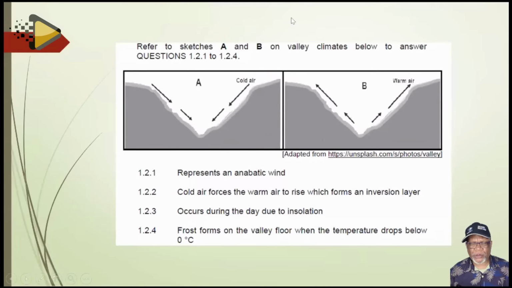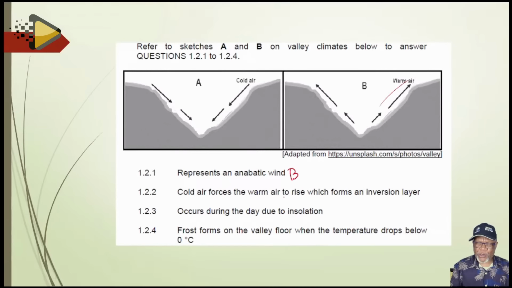Okay, now let's move on. Here's another activity, still in the valley. It says represent an anabatic wind. Which one represents an anabatic wind? Which is B. This is your anabatic wind. The upslope movement, when the air moves upslope like that, is an anabatic wind.